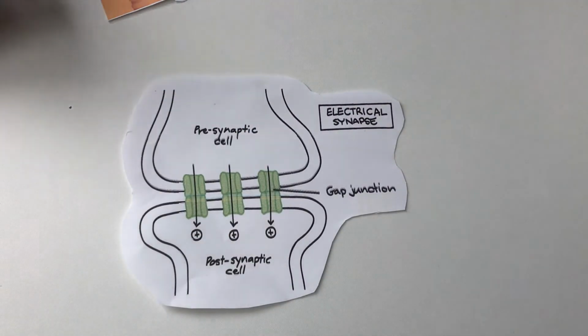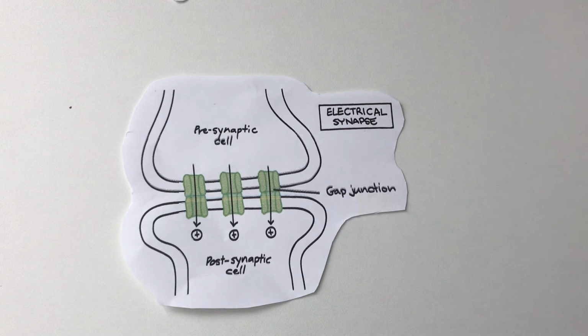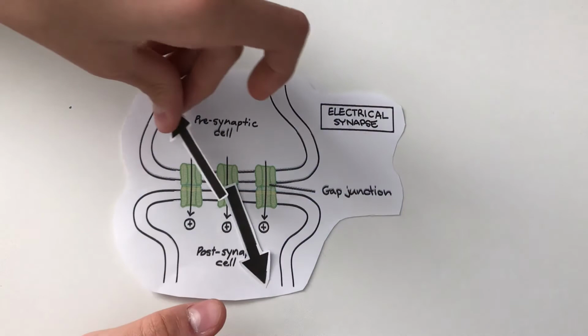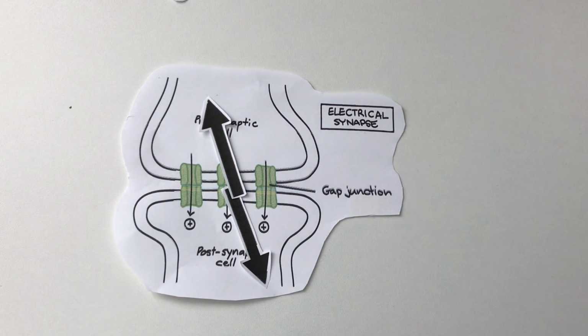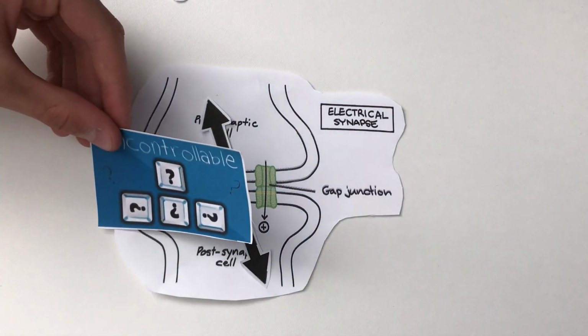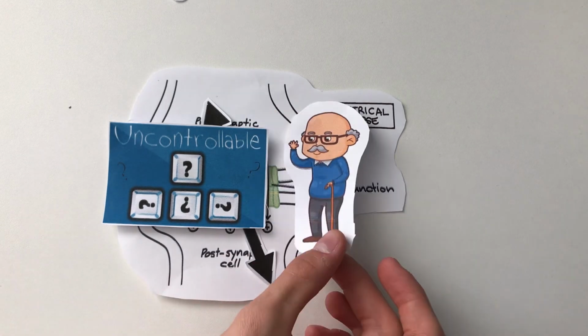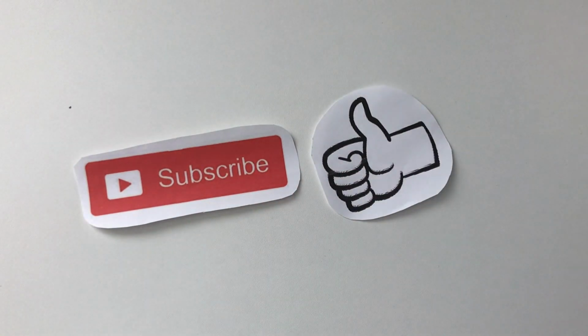At the electrical synapse, there is still a cleft, but there are gap junction channels which allow the action potential to just pass through. Unlike the chemical synapse, direction is not forced in an electrical synapse, and so the current can flow both ways. The main disadvantages of electrical synapses are that they are uncontrollable and get weak after many uses. Well, that's synapses.